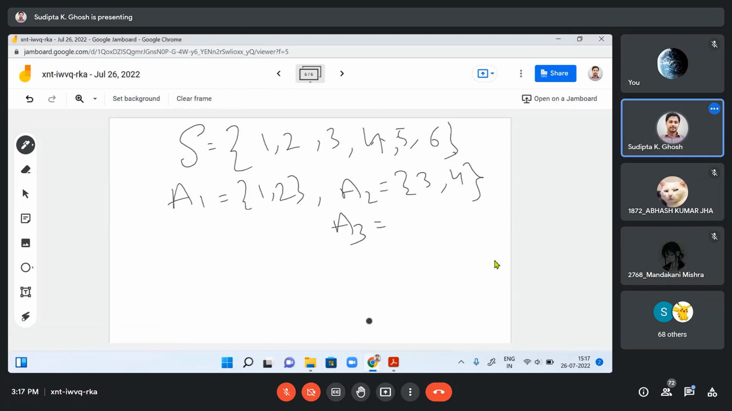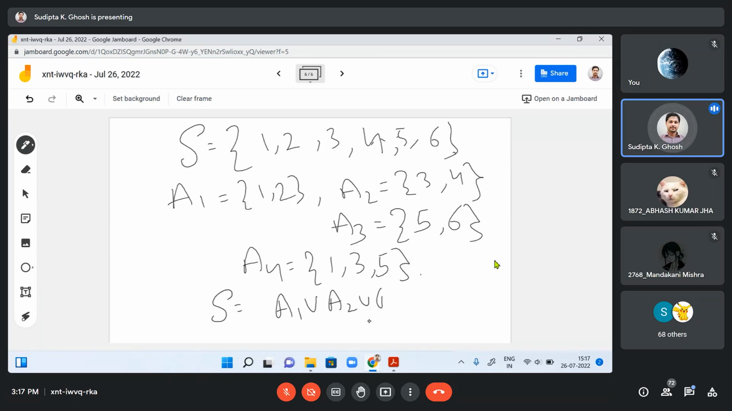A3 is equal to {5, 6}, and A4 is equal to {1, 3, 5}. Now my question: can I say S is equal to A1 union A2 union A3 union A4? Can I say this? Yes, sir, you may say this. So can I say this is an example of exhaustive events? Yes, sir.